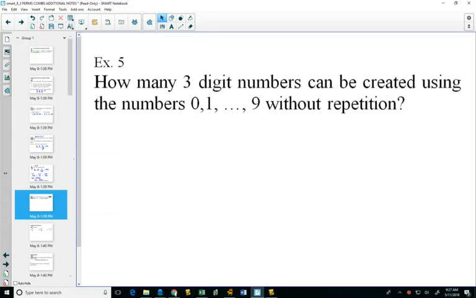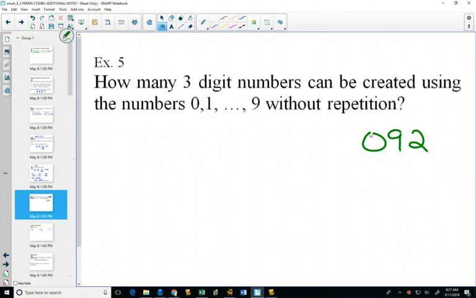How many 3-digit numbers can be created using the numbers 0 through 9 without repetition? This unit is also about semantics, about wording. So first of all, what's a 3-digit number? Is this a 3-digit number? Yes or no? What number is that? 92. 92 is a 3-digit number.